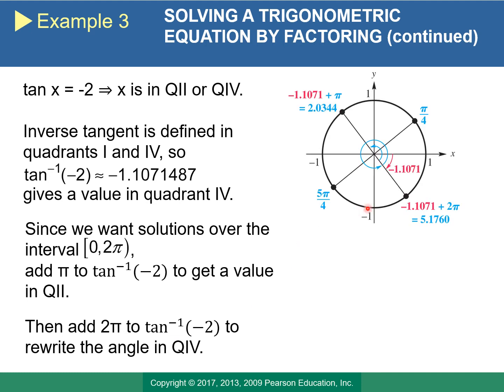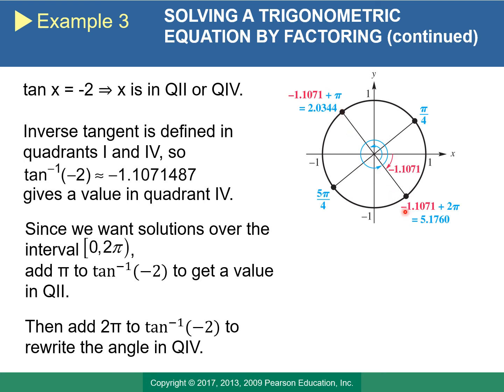So here's what it's looking like. When you type in your calculator tangent inverse of -2, it's going to give you this angle in quadrant 4, -1.1, but we have to get an angle in quadrant 2. So that's where the adding pi comes in. When you add pi, it's going to take you around half of your circle and give you a value in quadrant 2. So that was one of our answers.